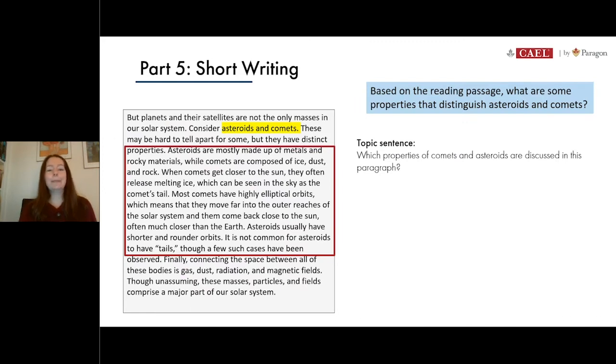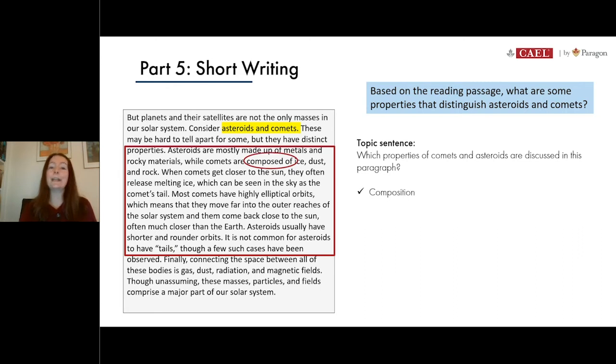Now, when we start our piece of writing, the topic sentence, or the first sentence that we write, should answer the question or should at least introduce the main idea that we're going to be writing about. So since we're talking about properties of asteroids and comets, it would be most helpful, I think, to skim read this little paragraph in the text and to identify the properties that the text is talking about. So again, in the real testing situation, on a piece of paper with a pen, you might start writing down some of the properties you see.